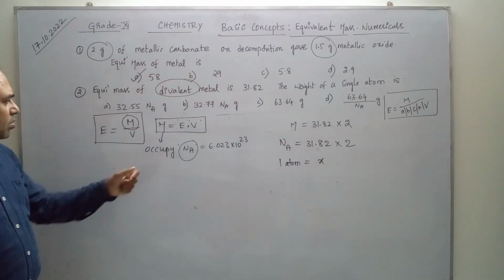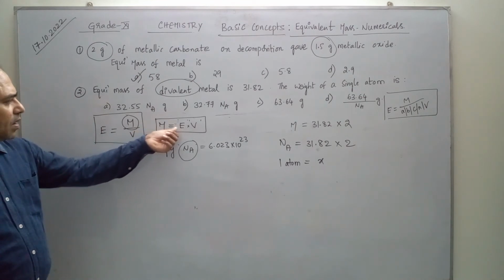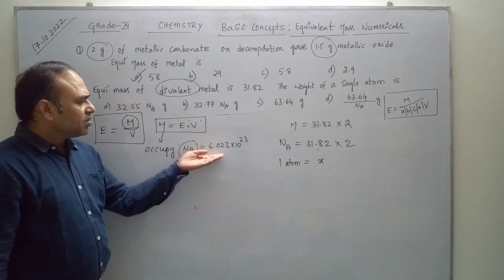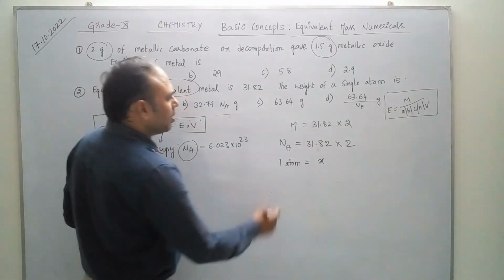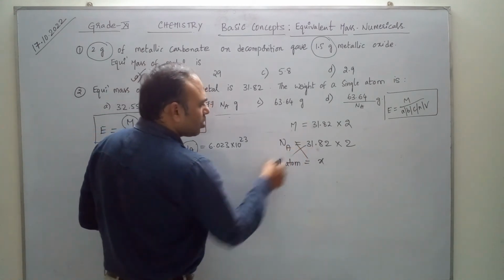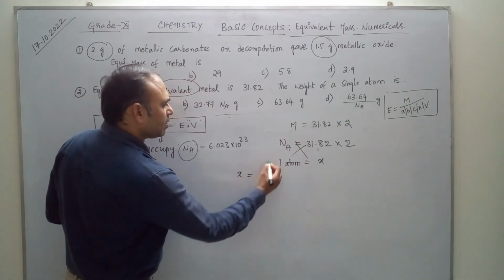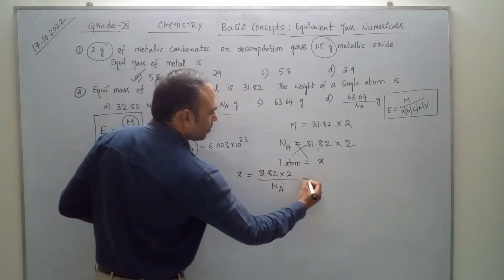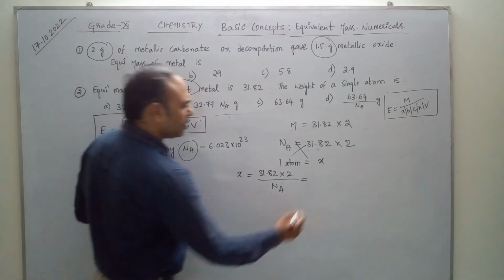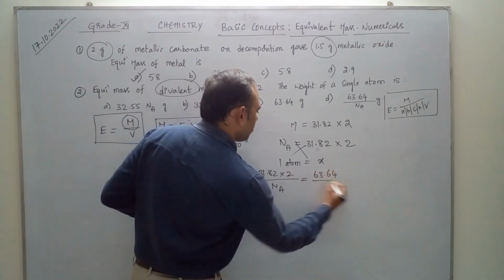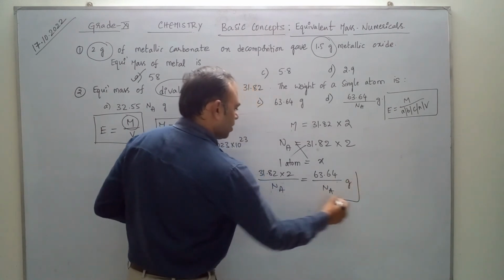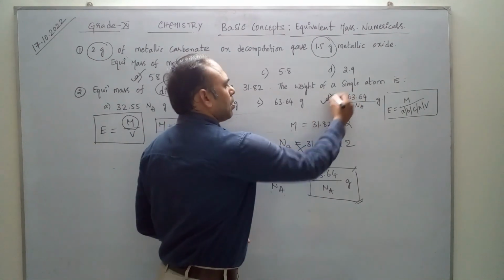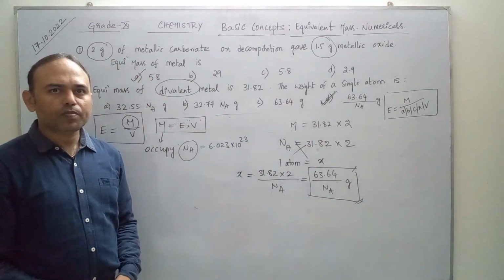I think you are able to follow this. First we have taken molecular mass, nothing but equivalent mass into valency. So if you take the molecular mass, it will have this many number of atoms. So we can identify very easily now, cross multiply. Therefore x is equal to 31.82 into 2 divided by Avogadro number. What is 31.82 into 2 here? Nothing but 63.64 by Avogadro number grams. So the single atom will have the weight of this. Hope you have understood this.